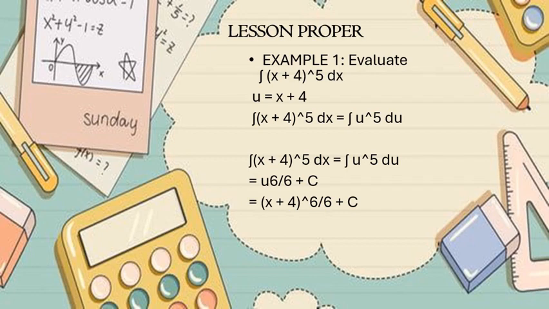The resulting integral can be evaluated immediately to give u^6/6 + c. Recalling that u = x + 4, we have the integral of (x + 4)^5 dx equals the integral of u^5 du, which equals u^6/6 + c, and then the final answer will be (x + 4)^6/6 + c.